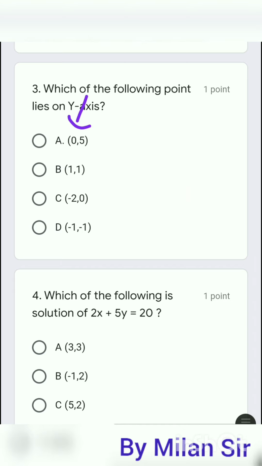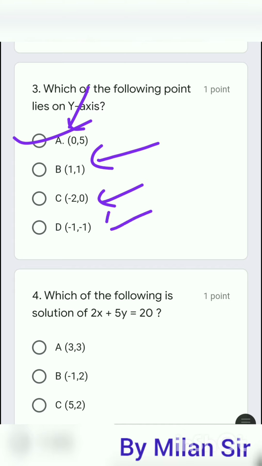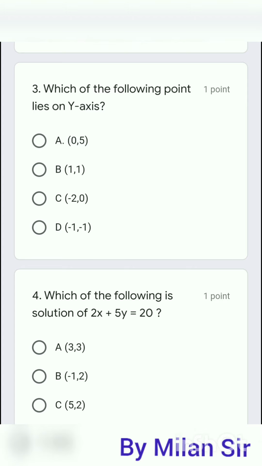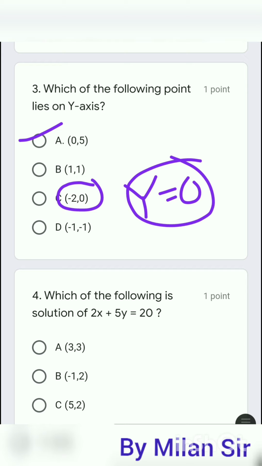So here we need to find a coordinate with x coordinate 0. In the first answer we have x coordinate 0. In the bracket, first the x coordinate is there, after that the y coordinate. Here our x coordinate is 0, so this is our final answer. The others have x coordinate 1, -2 and -1, so they are not correct. Our correct answer is A. Here we have 0 as the y coordinate, which means that point lies on the x-axis, but we want the y-axis. Our answer is option A.